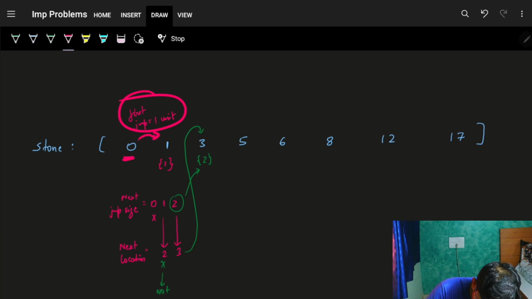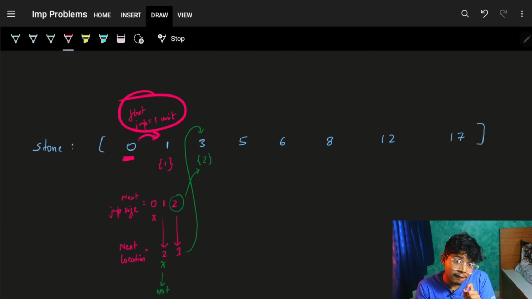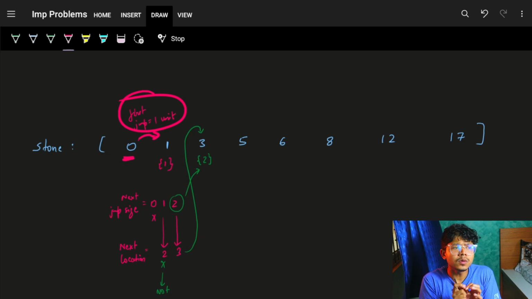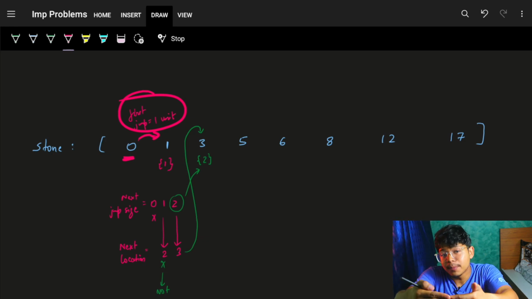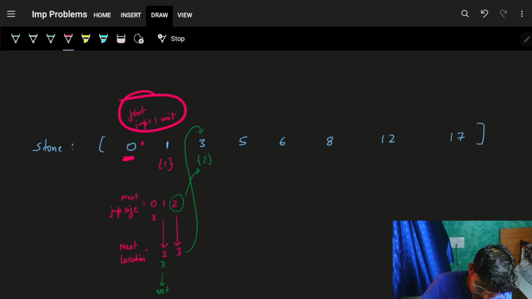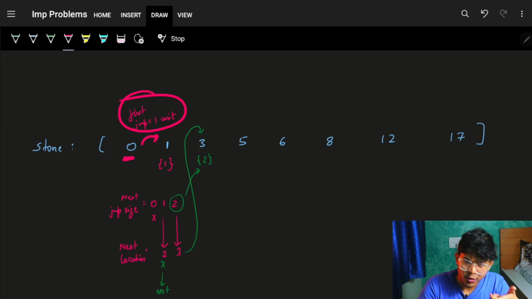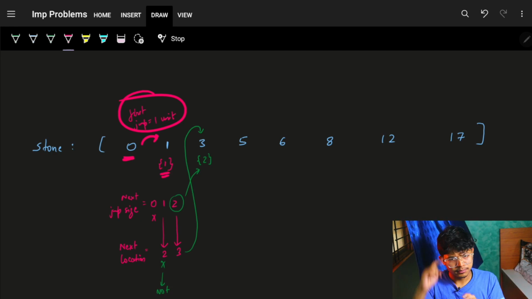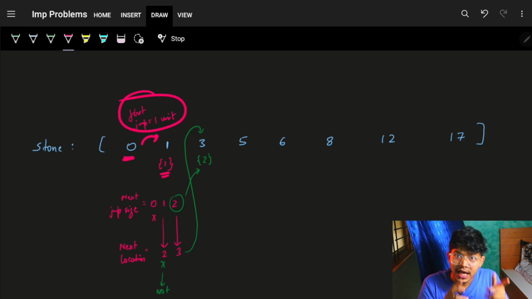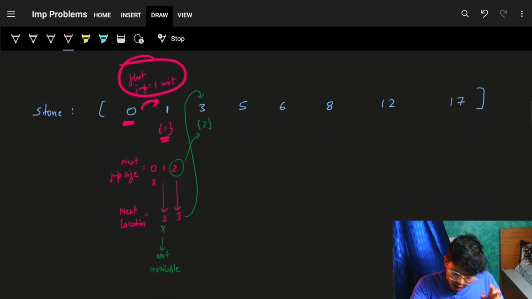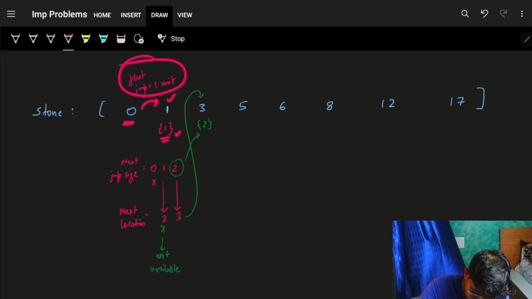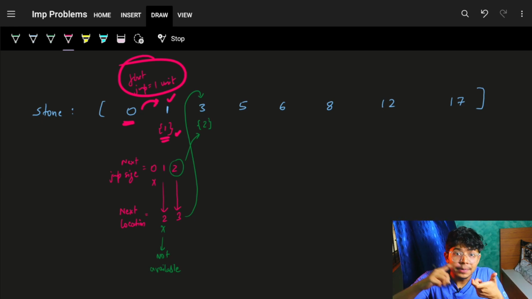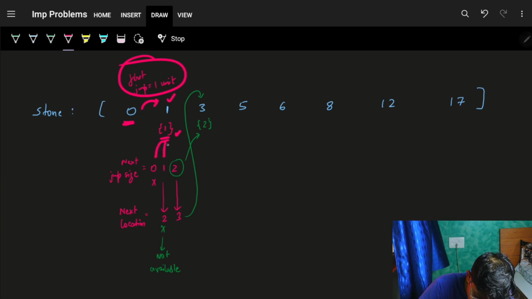But we need to store for 1 what the last jump actually was. See why we need to store it: because next time, when from 1 I jump to the next location, I need to know what the last jump was, so that I know what the next jump should be. So for the stone at position 1, we have the last jump as 1, and I store that with it, as we discussed above. Now, for position 1, I have the last jump size as 1. What can the next jump size be? It can be k minus 1, k and k plus 1.